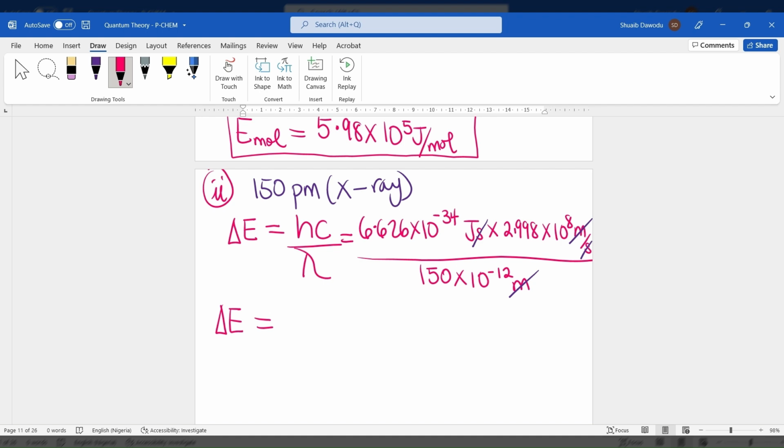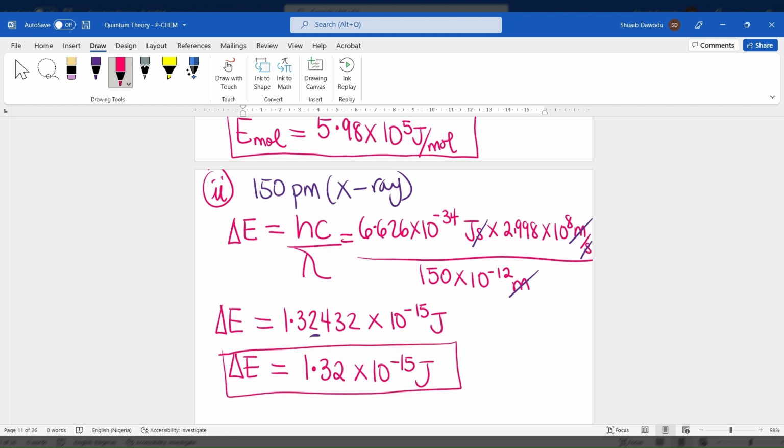And when you do all of those calculations, you end up with 1.32432 times 10 raised to the power of negative 15 joules. So this is basically the answer to this particular question. But then our work is still not done. We're going to put it in the proper number of sig figs, which is 3 sig figs. So the change in energy, or energy of photon, is simply 1.32 times 10 raised to the power of negative 15 joules. So this is basically the energy of a photon.